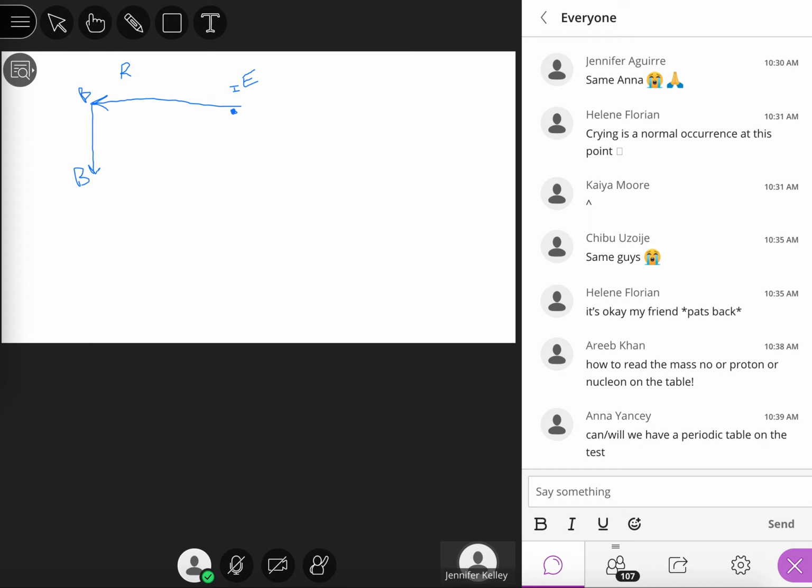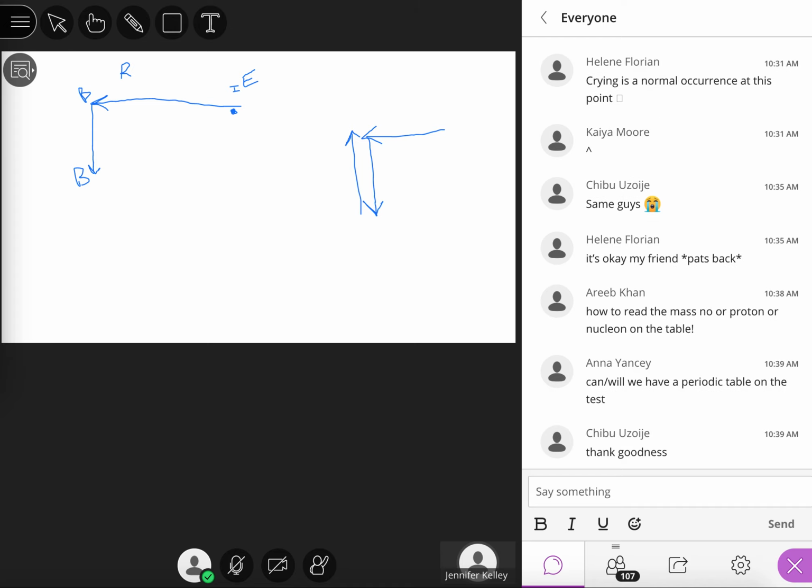You will have a periodic table. So this is the size of the nucleus, and this is the increase in ionization energy. So as the ionization energy increases, the atom gets smaller.